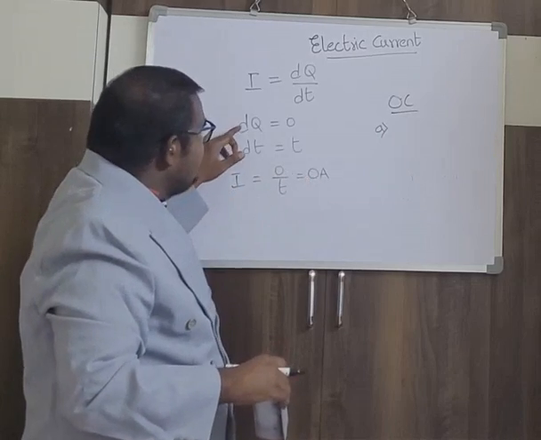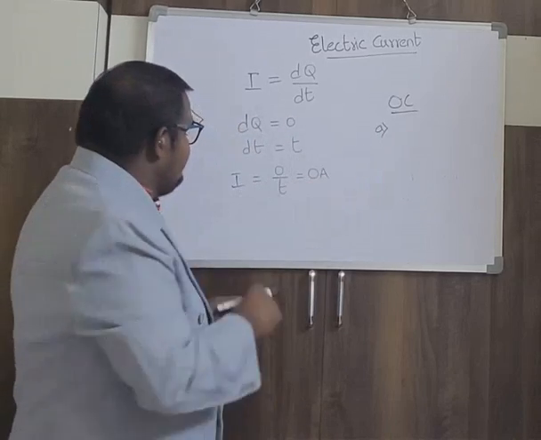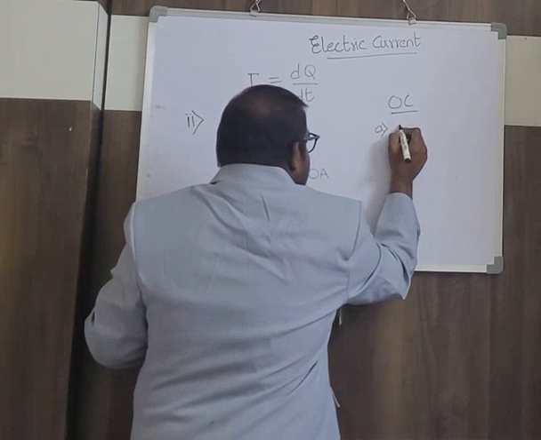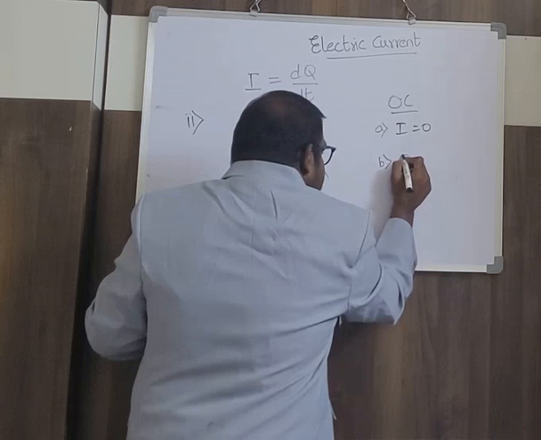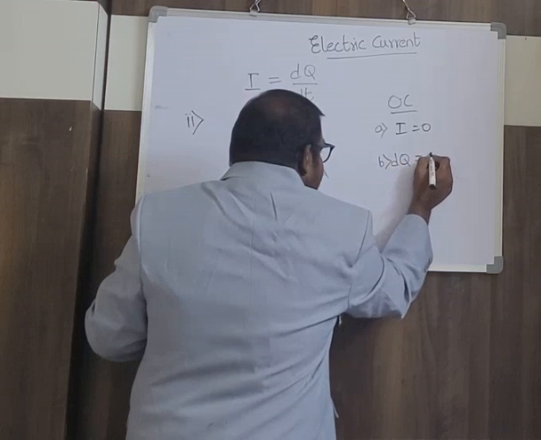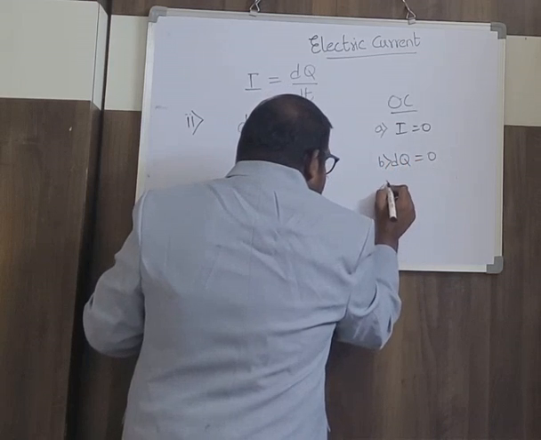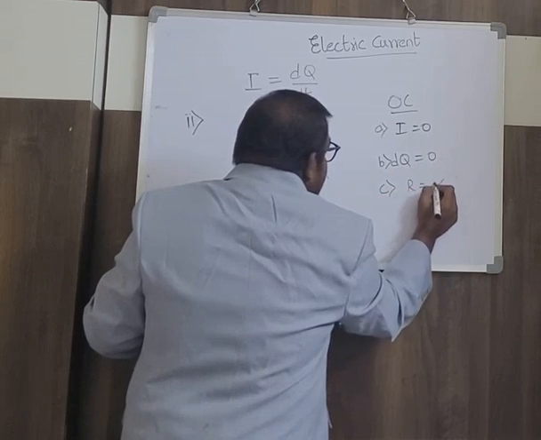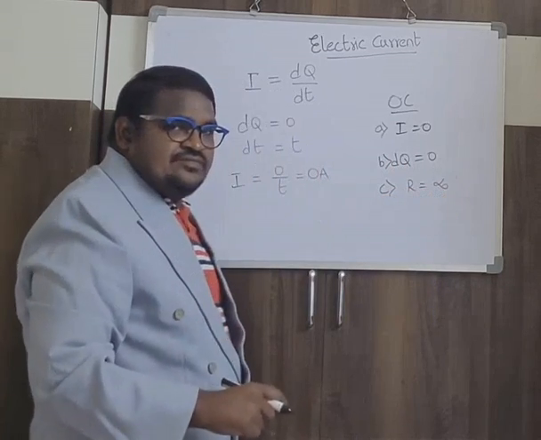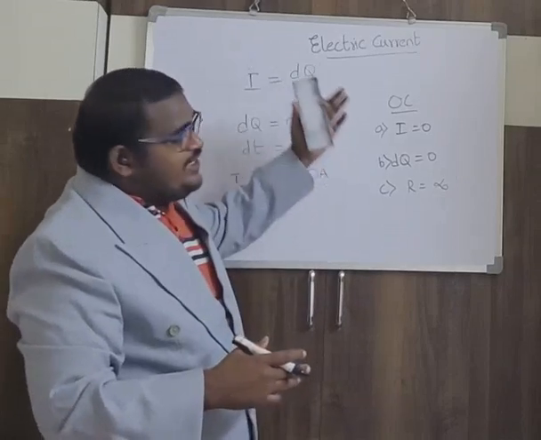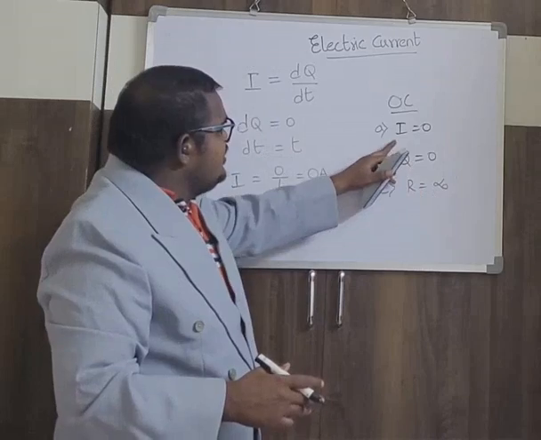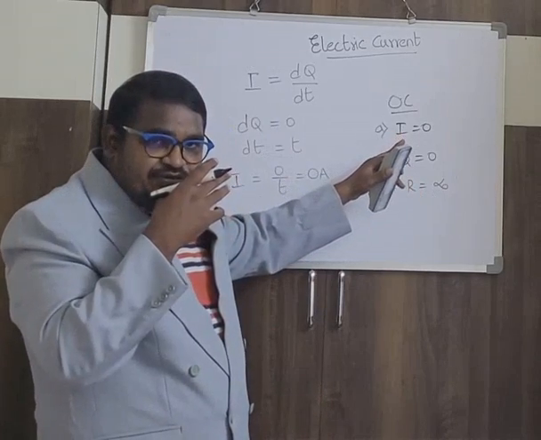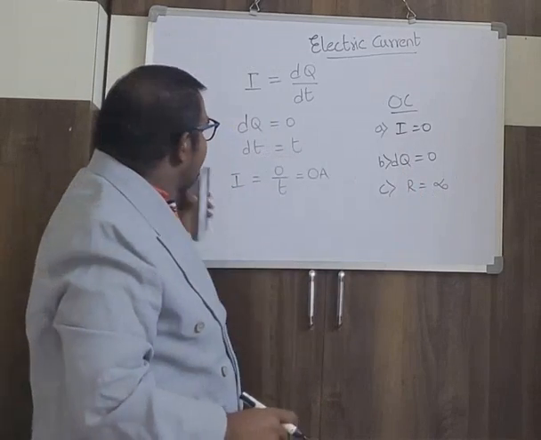Next, the change in charge is 0 and the value of current is 0. Second, the change in charge is 0, but the value of resistance is infinity. As there is infinite opposition to the current, the current is 0. The current cannot flow. Okay.